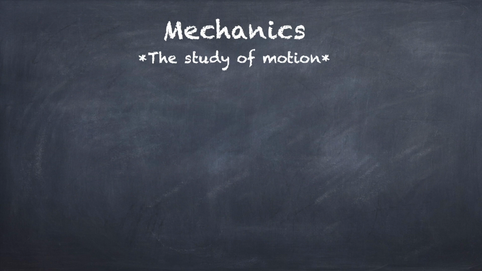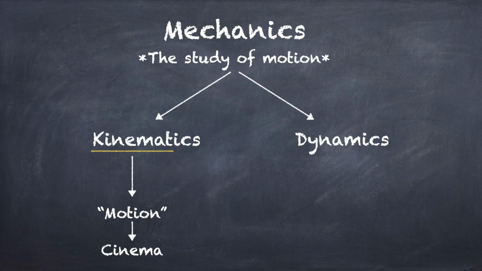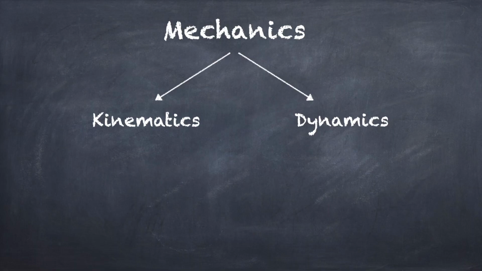Now we can break mechanics into two subfields, kinematics and dynamics. Kinematics comes from the root word kinemat, meaning motion in Greek. This may remind you of a familiar word, cinema, which shares the same root but refers to movies, or as the old folks called them, moving pictures. Kinematics is how we describe motion.